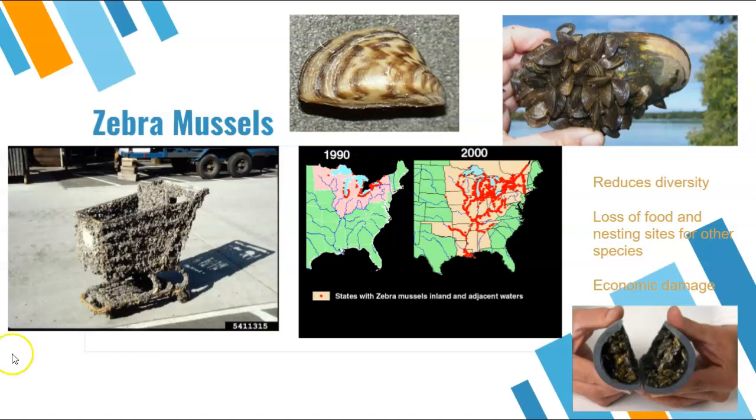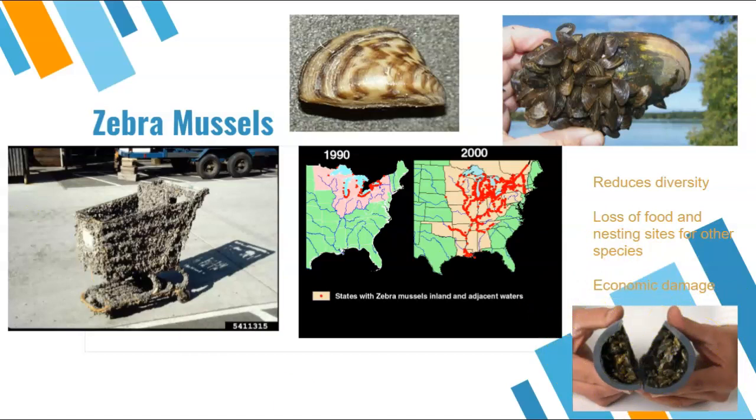And you know, here's where they were in 1990, here's where they were in 2000, and I'm sure they're even more now. And they can grow so much that this was a shopping cart submerged in a lake, and they pulled it out, it was covered with zebra mussels, right? So this is going to push out other animals that typically would normally live there. So it's going to reduce our diversity and might cause economic damage because things like water intake pipes can get clogged up with the zebra mussels.